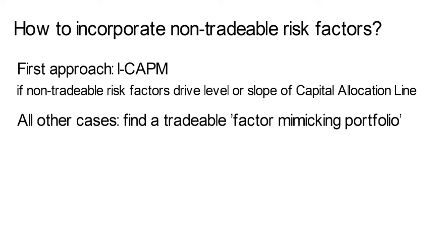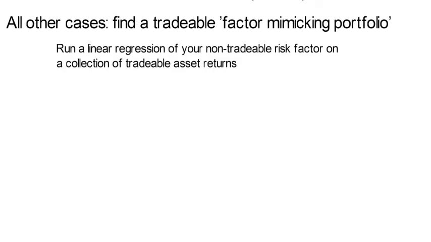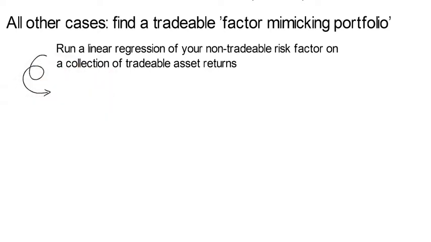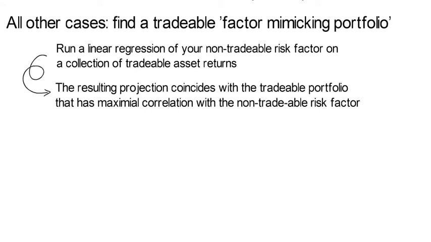So practically speaking, for a factor mimicking portfolio, you will run a linear regression of your non-tradable risk factor on a bunch of tradable asset returns. The resulting projection coincides with a tradable portfolio. And that portfolio has maximum correlation with the non-tradable risk factor.